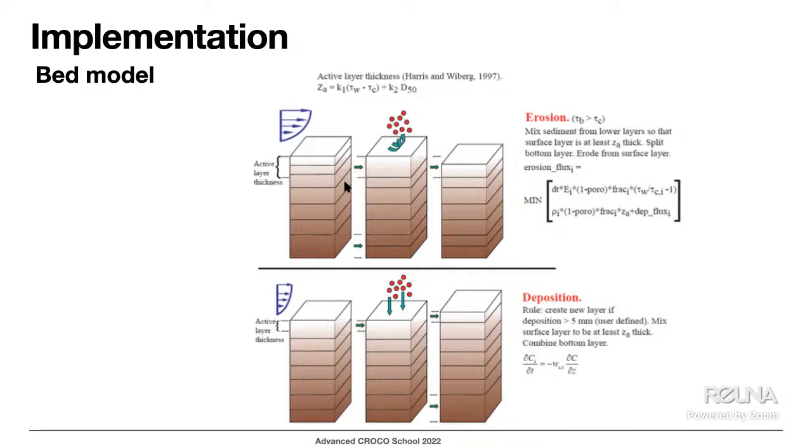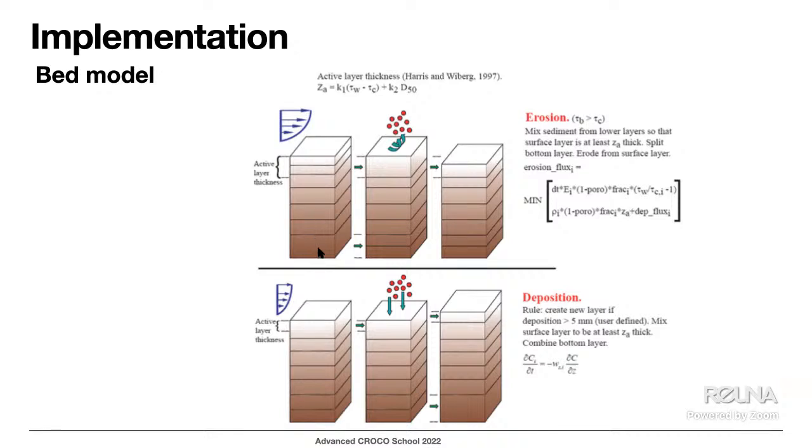So the bed is defined when we are using sediment. We have our 3D array corresponding to the ocean, but we also have 3D arrays under the ocean corresponding to the different sediment layers. We have a fixed number of layers in CROCO. The user can change the number of layers, but it won't change during the simulation.